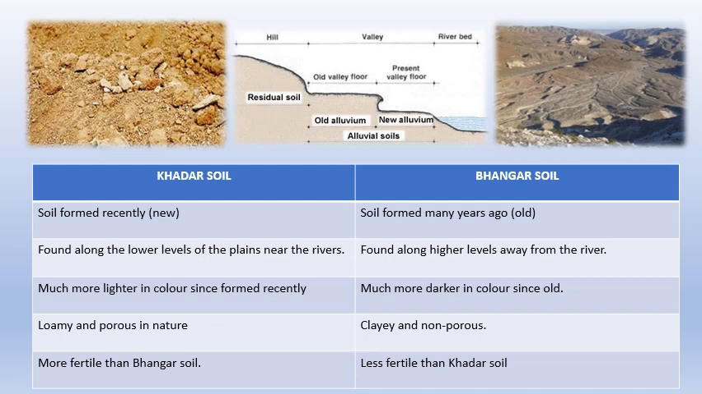While Bhangar soil, because it is old and it is clay, it doesn't absorb a lot of water. So not much crops can grow in Bhangar soil. So it is less fertile. So these are the five important points. To remember all these 5 points, you have to fix the center picture in your mind. The farther away it is from the river, the closer it is to the river, that differentiates Bhangar and Khadar soil.